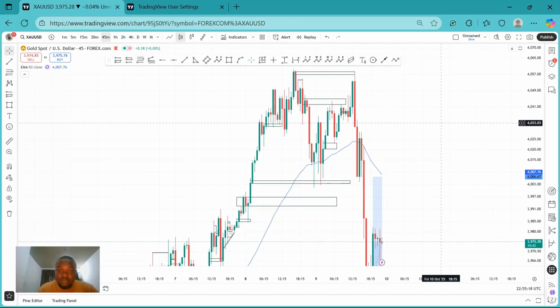When the market came to this side, I was actually expecting the market to come around this zone, but the market never came to this zone. It stopped at this zone. That's where the market stopped at.